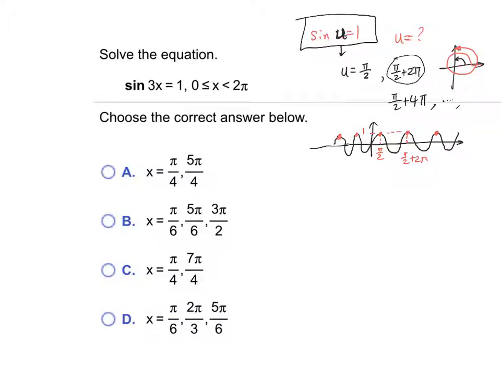So that would be the solution for this little simple problem. So what would it be? U should be equal to pi over 2 plus multiples of 2 pi, right? 2 pi times, say, k, where k is any arbitrary integer.